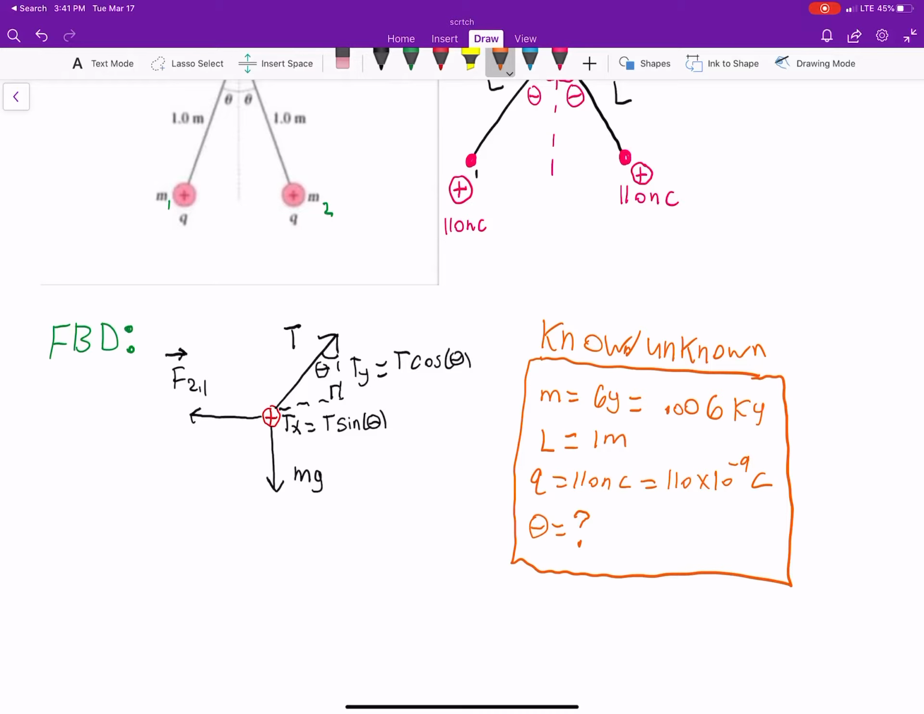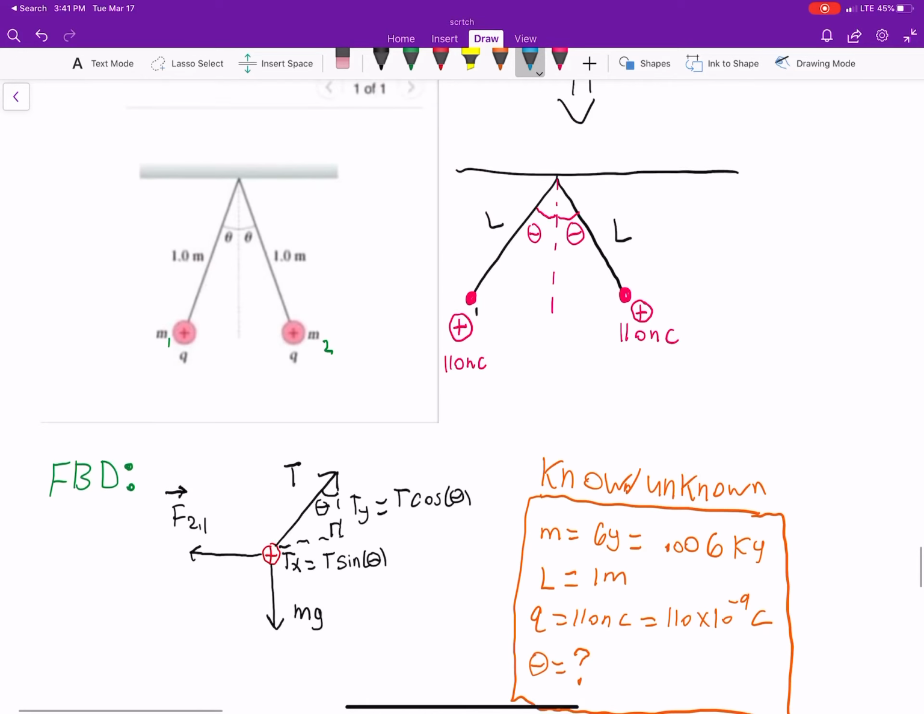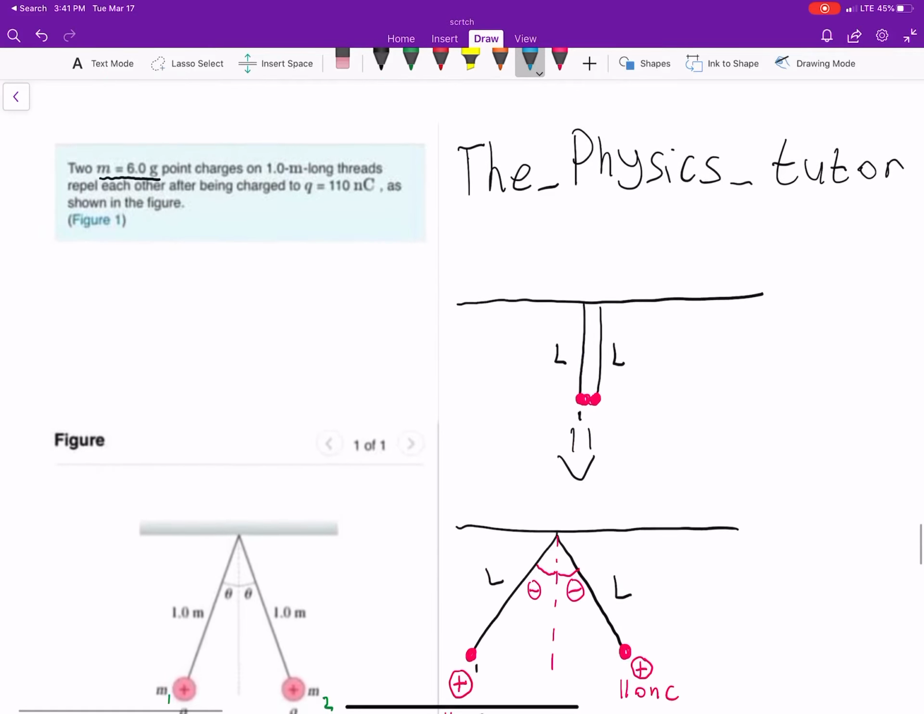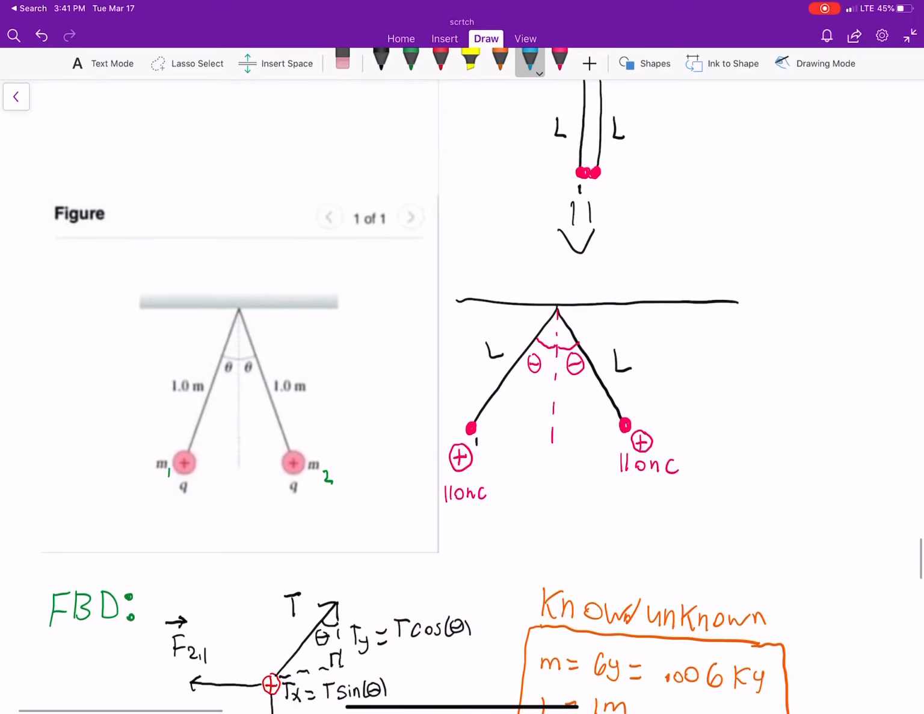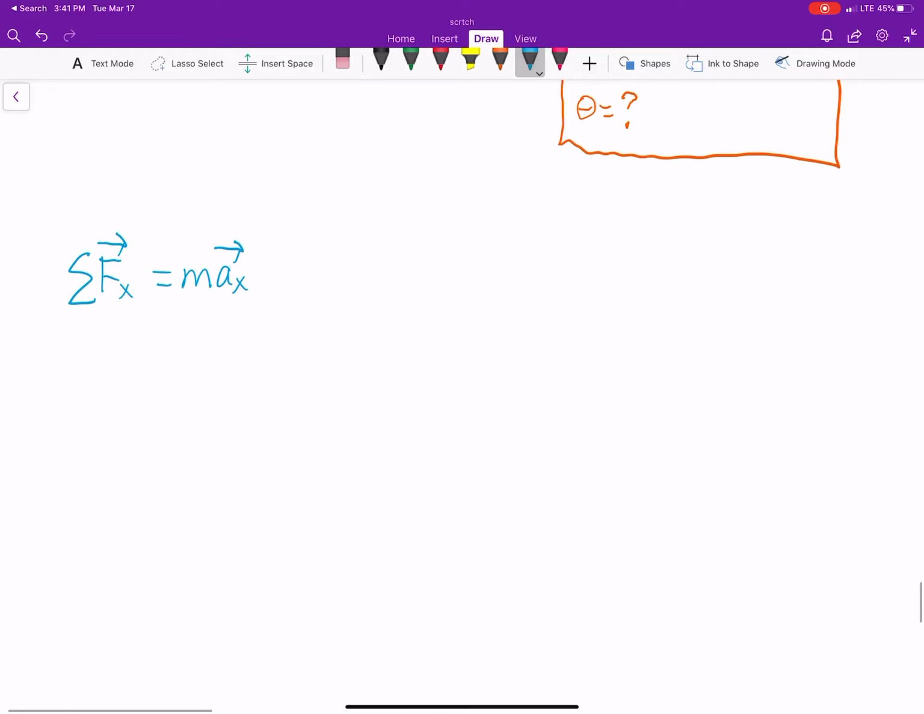So we drew the picture, we drew a free body diagram. Whenever you draw a free body diagram, it's almost pointless if you don't do Newton's second law. So we'll start by saying the sum of forces in the x direction is equal to mass times acceleration in the x direction. Now, as shown here in the picture, it's not moving, it's not accelerating. It's reaching kind of this equilibrium. So there's no acceleration in the x direction.